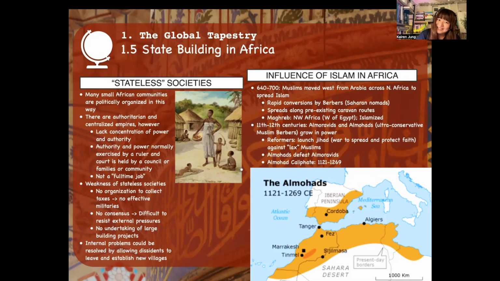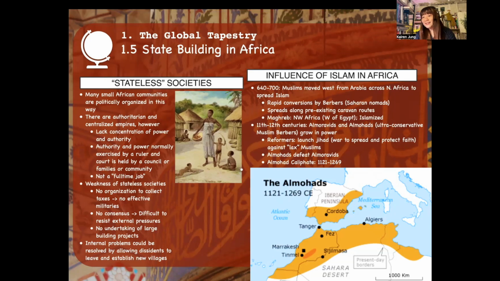The general weakness of stateless societies is that you don't really have an organization to collect taxes, and so you don't have an effective military. You don't have a way to fund effective militaries, and you don't really have a consensus per se. You just have to listen to your elders, respect the general opinion of the council, right, of the court. And internal problems could be resolved by allowing dissidents to leave and establish new villages, like the lions do.